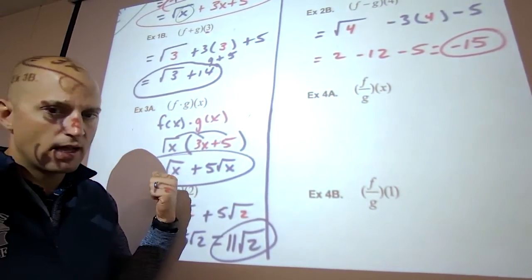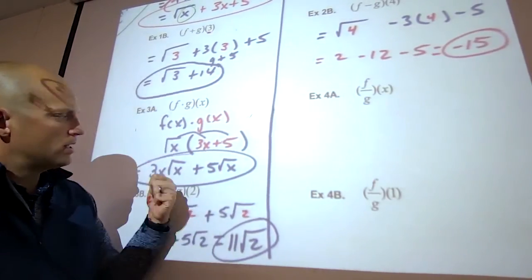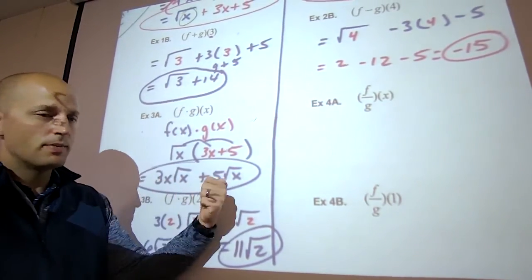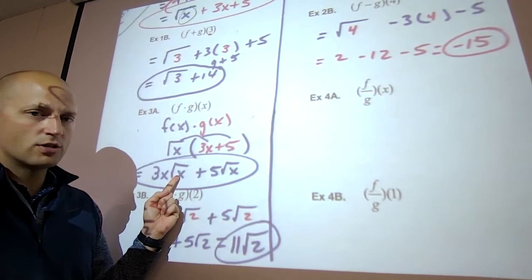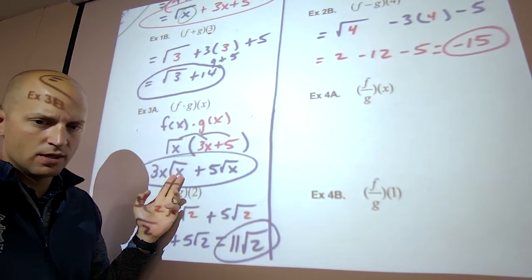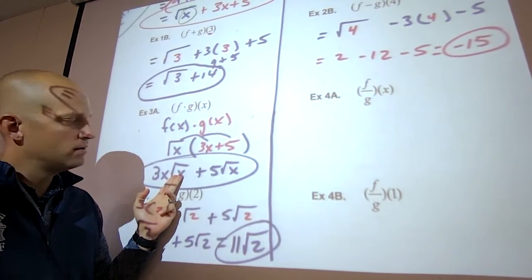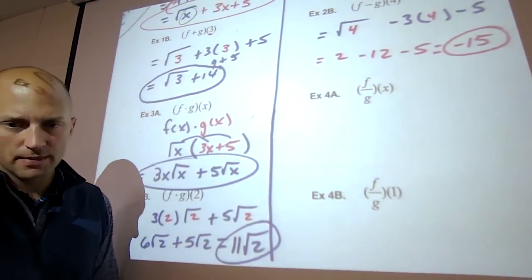Now, the nice thing is a lot of times the domain's the same. We talk about the domain. The domain, again, has got that same restriction. It's got to be greater than or equal to 0. We can't have negatives underneath here. Okay, so domain would be the same.